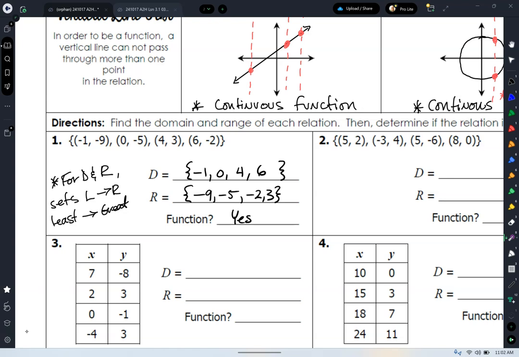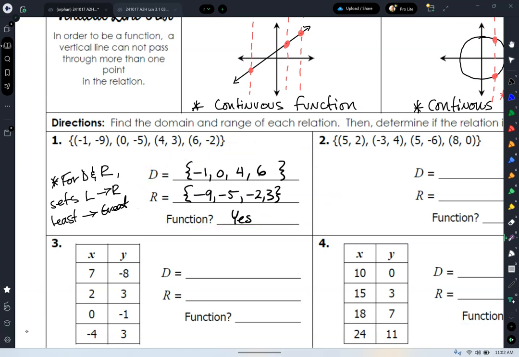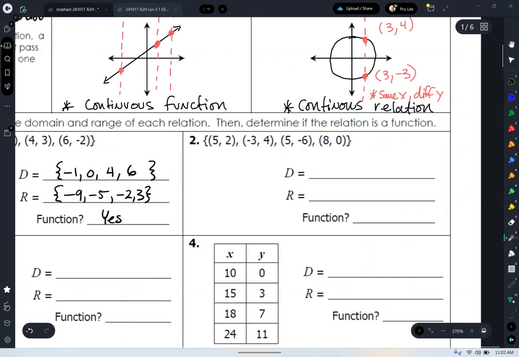If we have repeat numbers in our domain or our ranges when we're writing them in set notation, we do not repeat them in the set. So if you have multiple numbers and you're writing them in set notation, we do not repeat them. Okay, go ahead and do number 2.